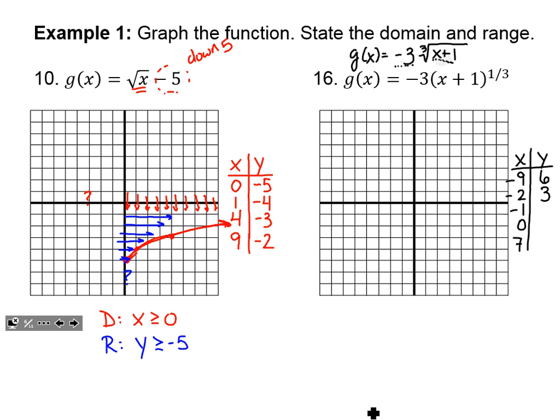If I plug in a negative 1, I get a cubed root of 0. That's just 0, and times negative 3, it remains a 0. If I plug in 0, I get the cubed root of positive 1, which is 1, then times negative 3. Plug in a 7, I'm going to be taking the cubed root of 7 plus 1, that's 8, the cubed root of which is 2, times negative 3, negative 6.